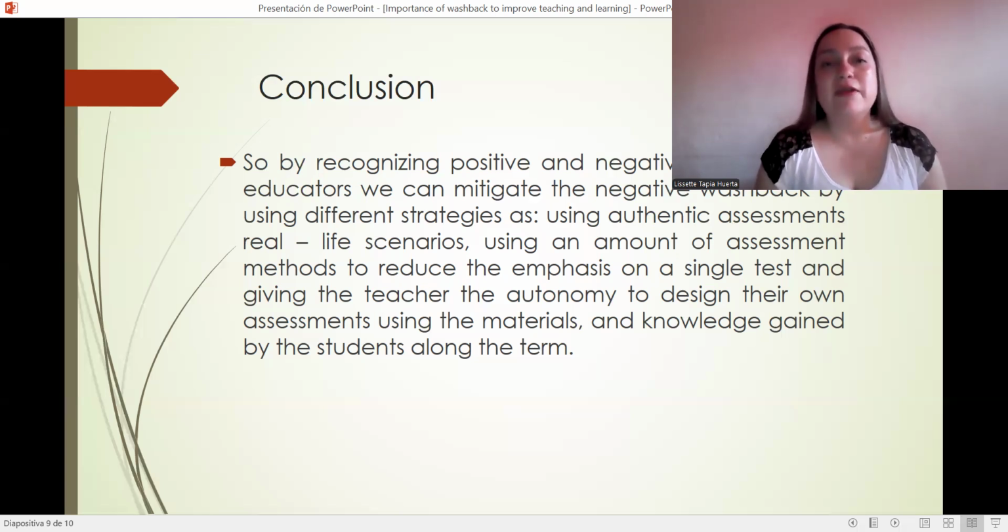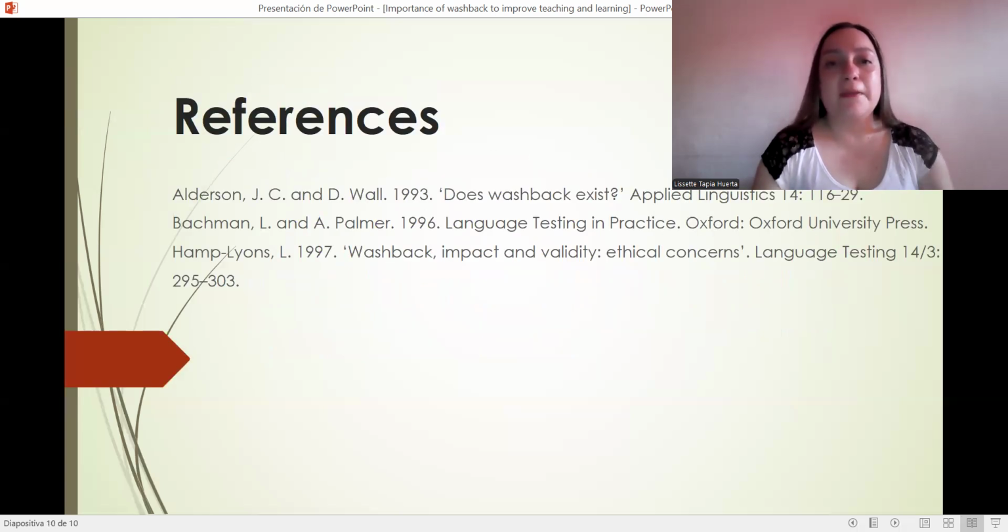So for me, it's very important to know when it's a positive washback and when we are having a negative washback. With this, we can use better techniques and methodologies to help our students become better professionals in the future.